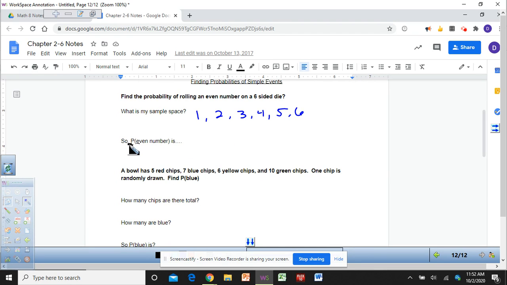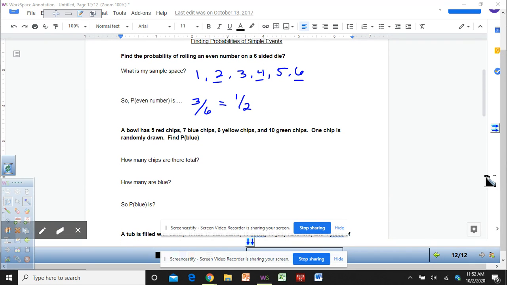Okay. The probability of it being even, well, there's 3 things on there that are even. So there's a 3 out of 6 chance that we will roll an even number. And then you simplify that to 1/2.